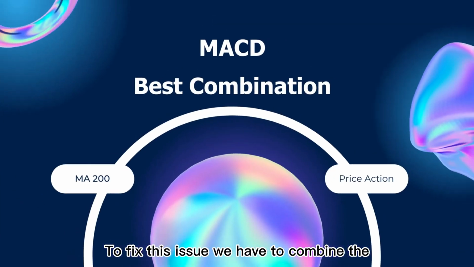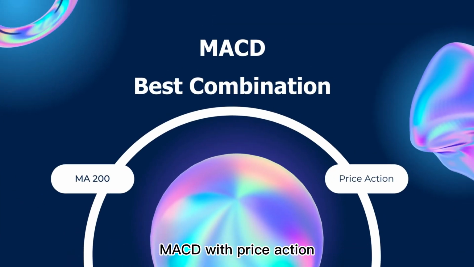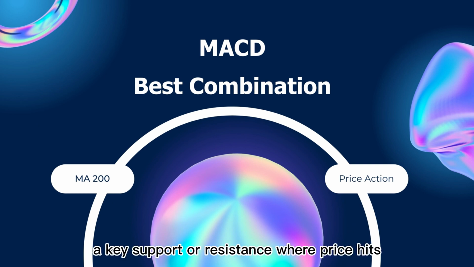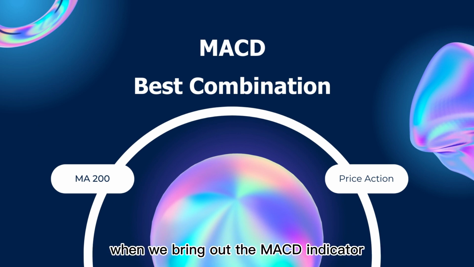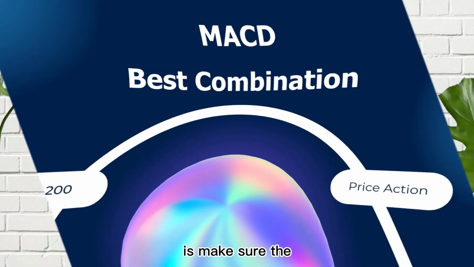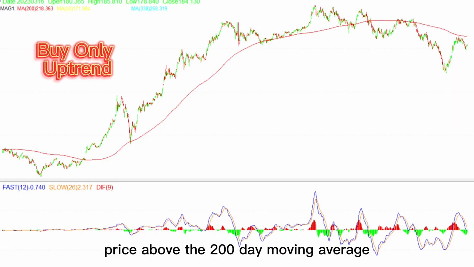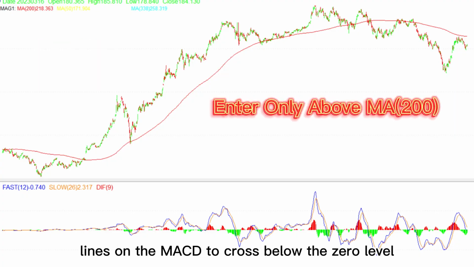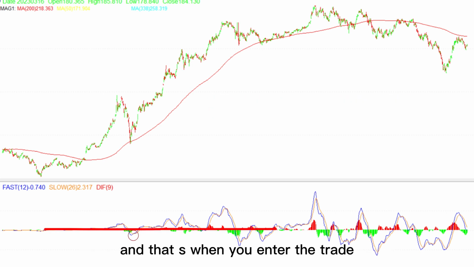To fix this issue, we have to combine the MACD with price action. To do this, identify a key support or resistance where price hits and bounces. So what you would do is make sure the price is above the 200-day moving average. Once the price hits the support, wait for the lines on the MACD to cross below the zero line, and that's when you enter the trade.